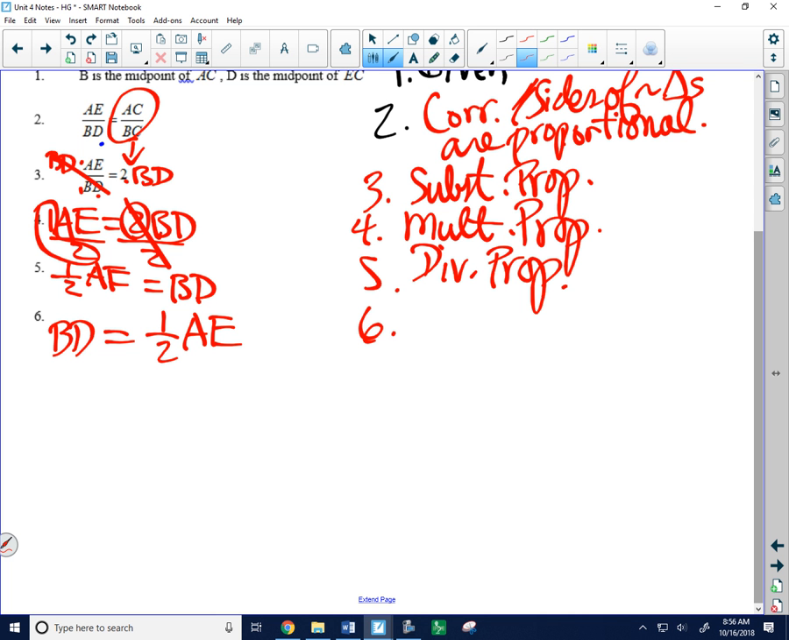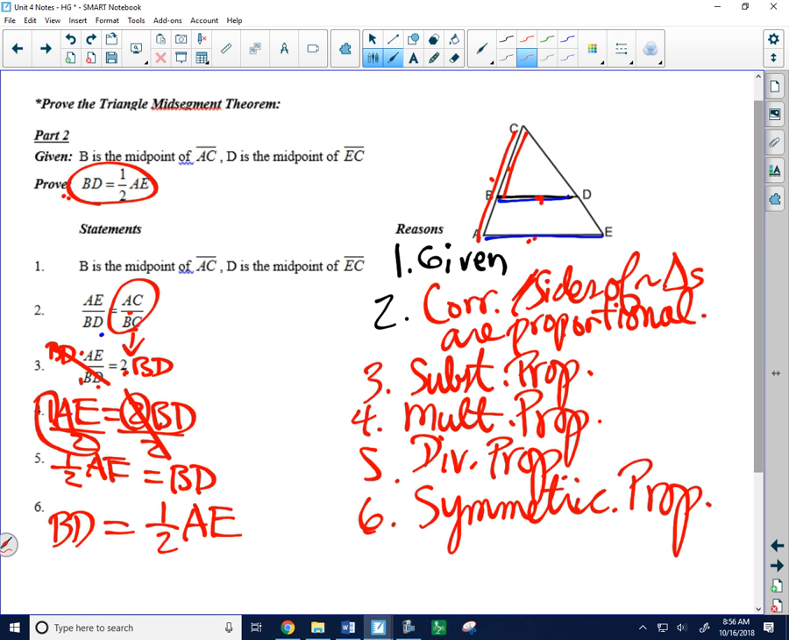What's this one? It's been a while. Symmetric property. This one is directly from the last one. Once we have the last proof, you just look at what you know and write a ratio. Change this one to 2, and we divided and multiplied and got what we wanted. It's an easy corollary from the last one. So that length is half of AE.